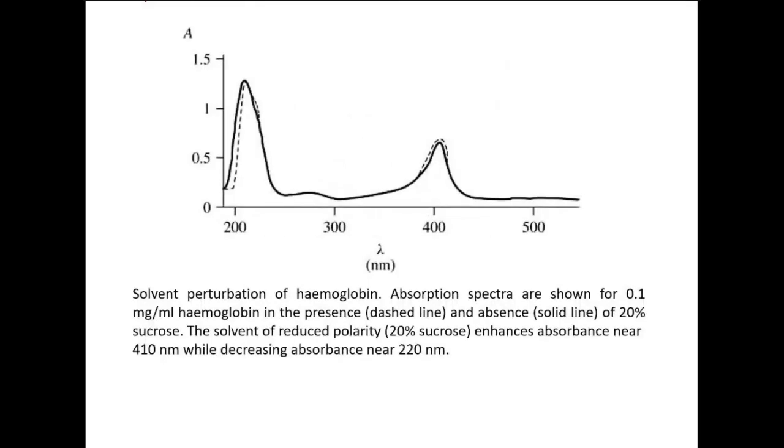Similarly, the presence of hemoglobin, a protein, in a particular buffer or sample can be studied by using UV visible spectroscopy. Even the influence of different solvents on the structure of hemoglobin or any protein can be studied by using UV visible spectroscopy. The concept is called the solvent perturbation concept.